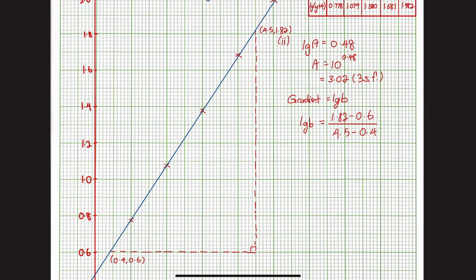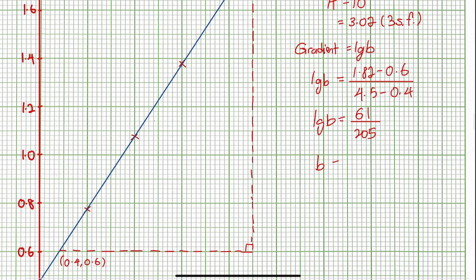1.82 minus 0.6 over 4.5 minus 0.4. I should get, in this case, as a fraction, 61 over 205. Okay, so therefore this means that b is simply 10 power 61 over 205. I should get my final answer here. Let me calculate: 10 power 61 divided by 205. I get 1.98.